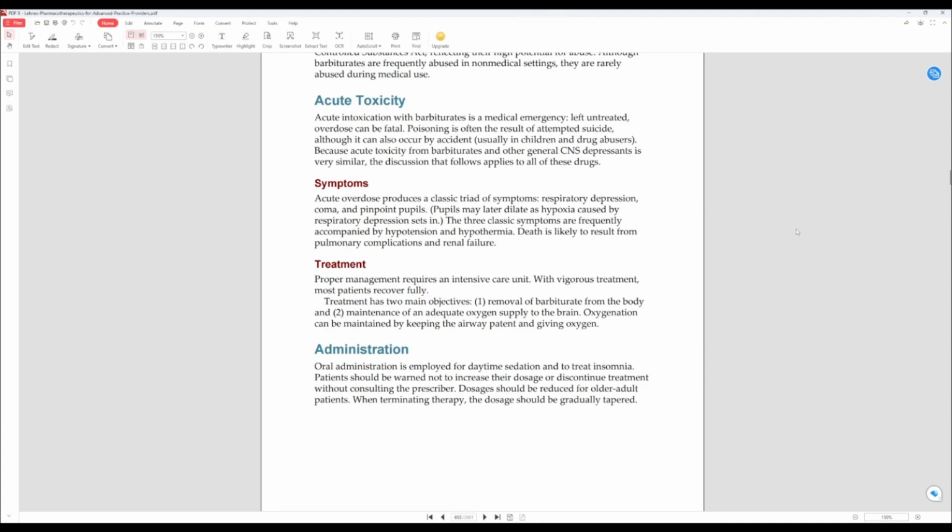Treatment has two main objectives. Again, the first being the removal of the barbiturate from the body, and then finally the maintenance of adequate oxygenation supplied to the brain and major organs. Oxygenation can be maintained by keeping the airway patent and giving oxygen. So, intubation.